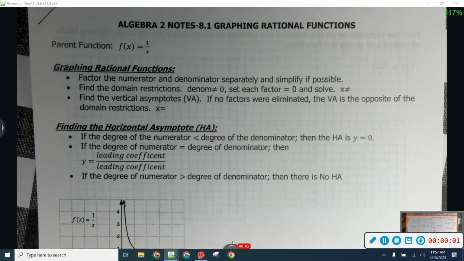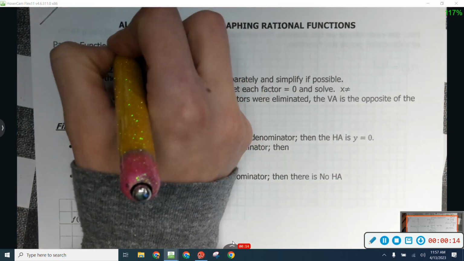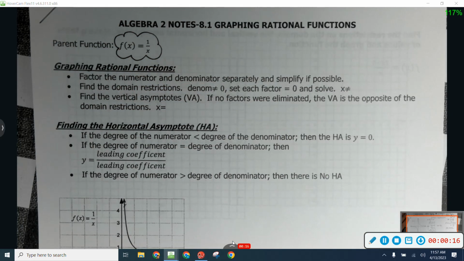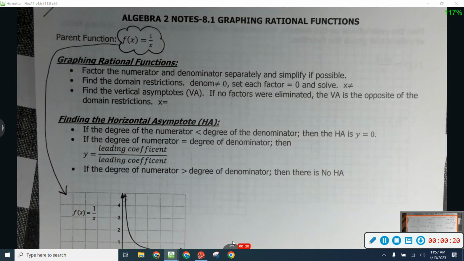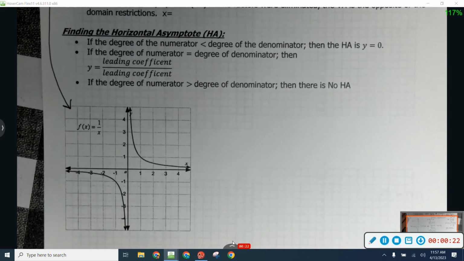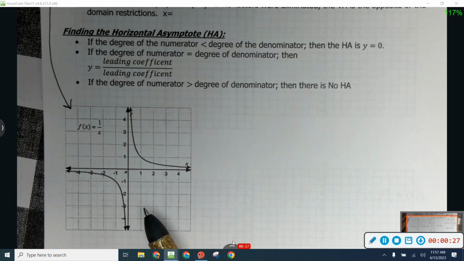So 8.1, we're going to be graphing rational functions. A rational function is just a function expressed as a fraction. Okay, so the parent function is f of x equals 1 over x, which if you look at this graph down here, that is the graph of that parent function. So this is what most rational functions look like. Not all of them do though, okay, but it's going to look something like this.